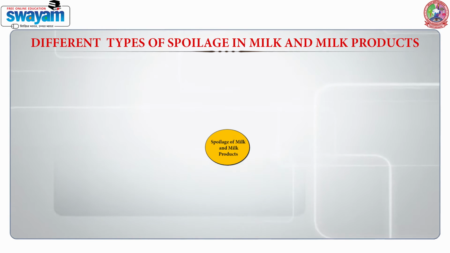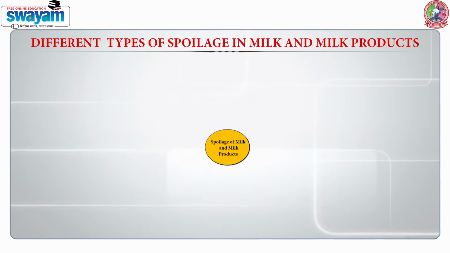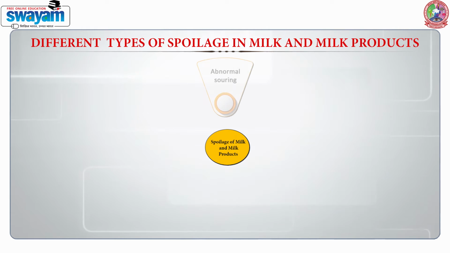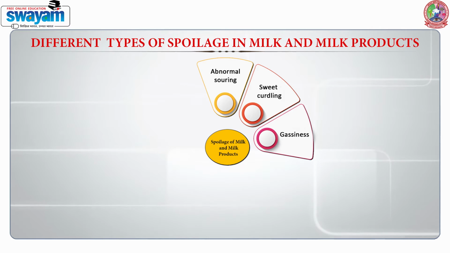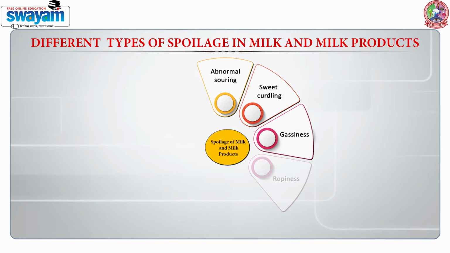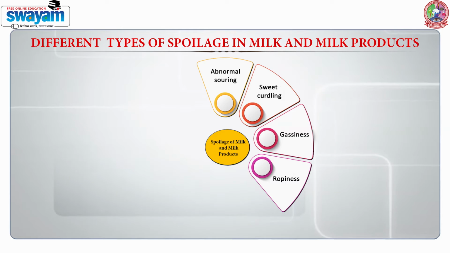Spoilage of milk and milk products is associated with various types of defects. The most common is the abnormal souring, sweet curdling, in which there is no acid production but the milk casein curdles. Gaseous is due to the production of various types of gases like hydrogen, CO2, H2S. Ropiness is the defect in which the milk can be pulled out in the form of strings.